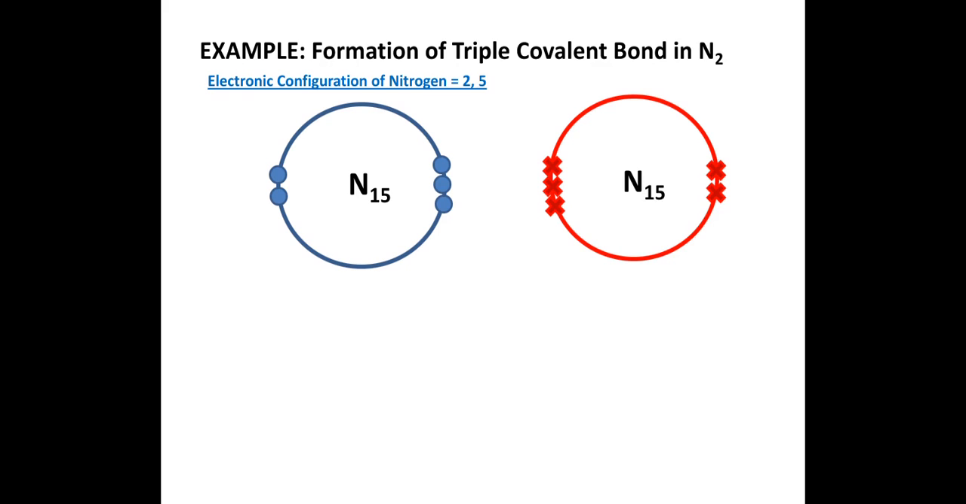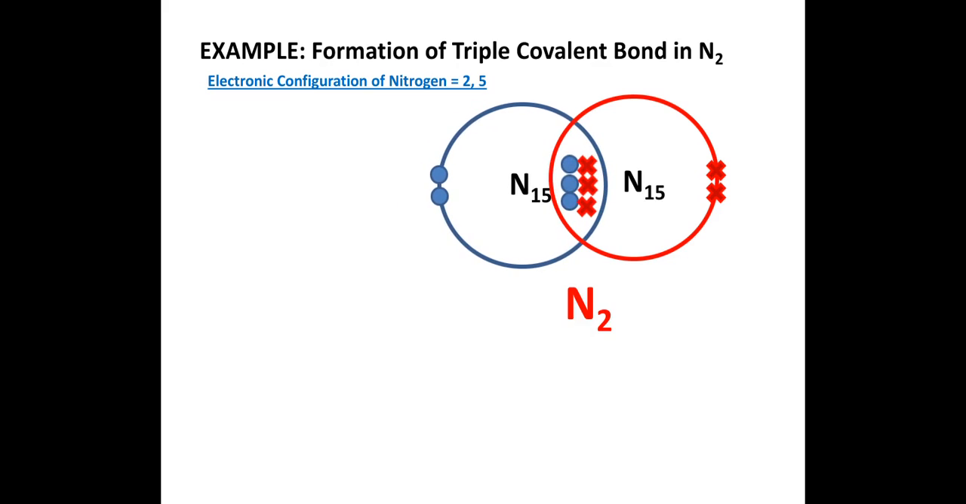When they share 3 electrons with each other, they complete their octet and make a nitrogen molecule. Each nitrogen atom has 5 electrons in its valence shell. They need 3 electrons, so by sharing 3 pairs of localized electrons, they make a triple covalent bond, which is represented by 3 lines. This is the end of covalent bond and its types.